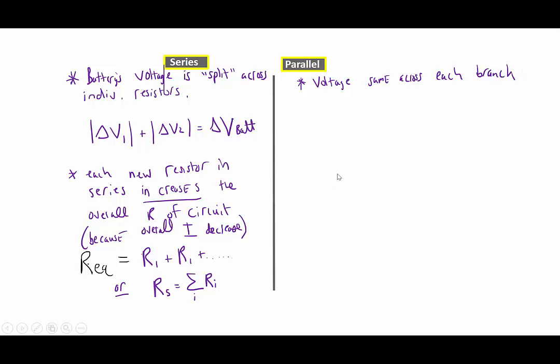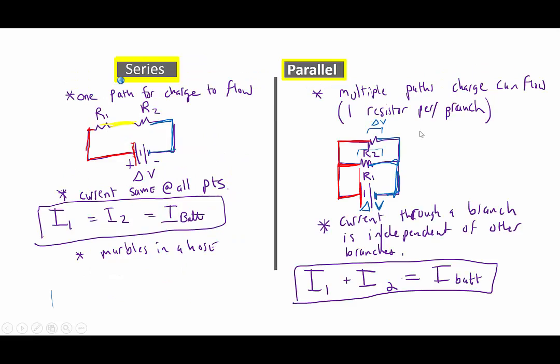Okay, the voltage is going to be the same across each branch. So the voltage drop across resistor 1 is equal to the potential difference across resistor 2, which was equal to the potential difference of the battery. When I look back at my diagram here, I can see the colors. You see the colors are equal for each one of those because they had the same change in energy situation.